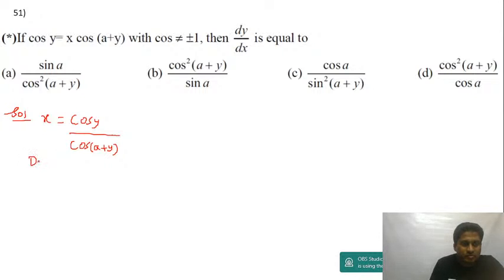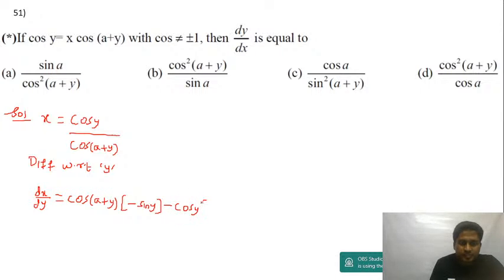Differentiating with respect to y, x becomes dx by dy, and then I'm going to use the quotient rule. Quotient rule: denominator as cos of a plus y, and then differentiation of cos y will be equal to minus sin y. So denominator times differentiation of numerator, minus numerator as cos y times differentiation of denominator, which will be equal to minus sin of a plus y, upon denominator the whole square. Denominator the whole square will become cos square of a plus y.